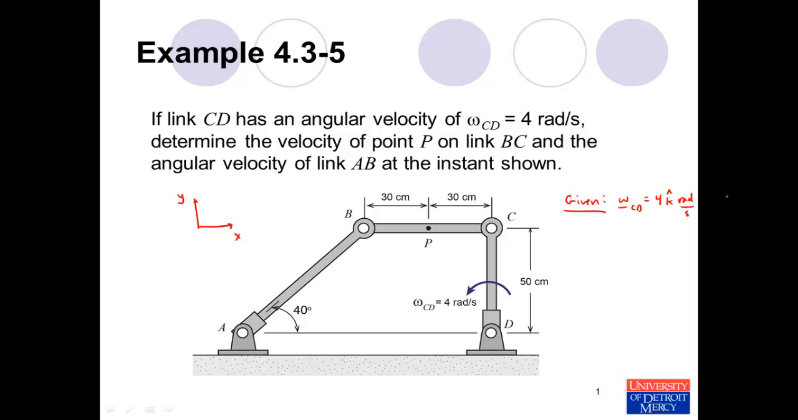radians per second. And as this rotates, it pushes these other linkages. And we want to know the angular velocity of AB and the velocity of point P, where this is point P. So we want to find the velocity of point P and the angular velocity of link AB, where this is link AB. So now that we understand the problem, we know what's given and what we're attempting to find, we can commence with the solution.